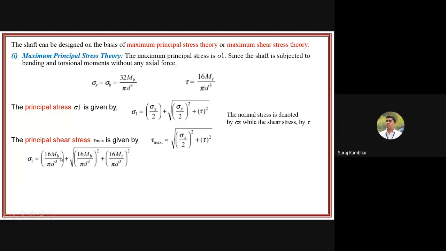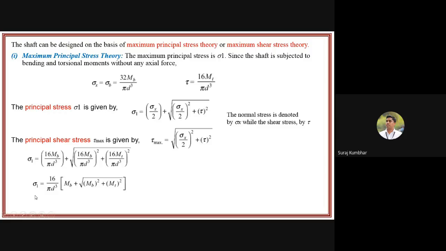Now sigma x by 2 means 32 Mb by pi d cube, divided by 2. If I divide 32 by 2, it is 16, so 16 Mb divided by pi d cube, plus, here I am modifying this equation, I am putting that sigma x in this equation, so 16 Mb divided by pi d cube, squared, plus tau, which is 16 Mt divided by pi d cube, squared. Are you getting these equations? I am putting values in the above equations and we are going to modify it.